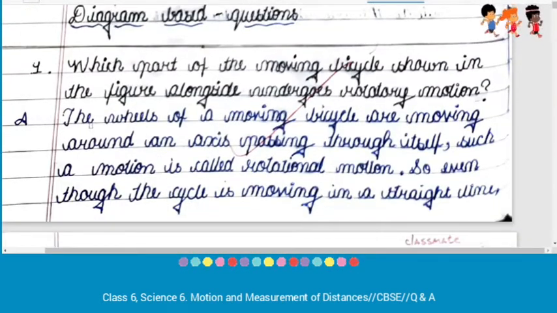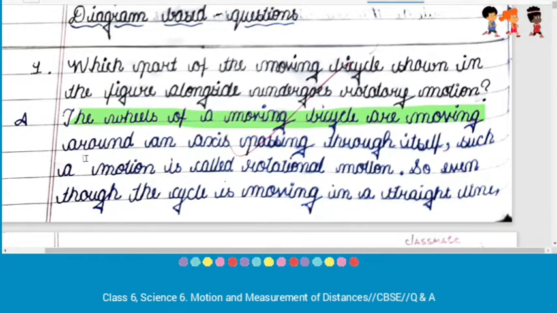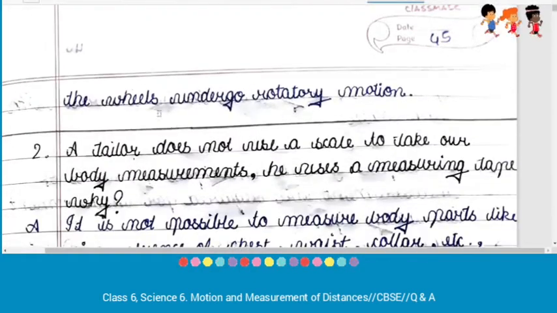Answer, which part of the moving bicycle shown in the figure alongside has a rotary motion? The wheels of a moving bicycle are moving around an axis passing through itself. Such a motion is called rotational motion. So even though the cycle is moving in a straight line, the wheels undergo rotary motion.